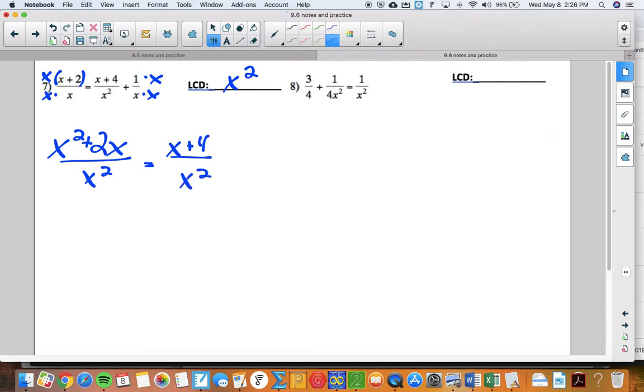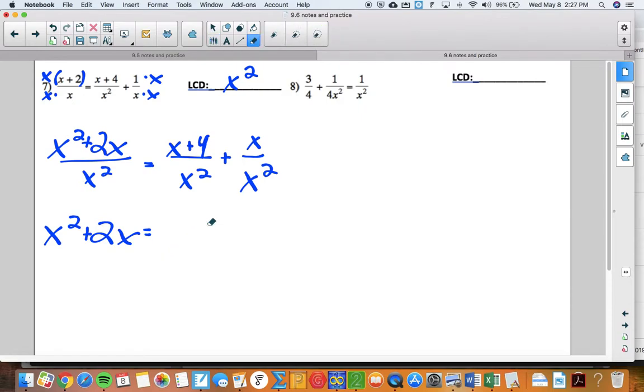That was a bad looking 4. Plus x over x squared. So I get x squared plus 2x equals, and I'm going to drop the denominator because I have the same denominator for every single fraction. And so now I'll just simplify this. I can actually add these together because they have a common denominator. Oops, just kidding, we're adding. So I have 1x plus 4 plus 1x. That makes 2x plus 4.